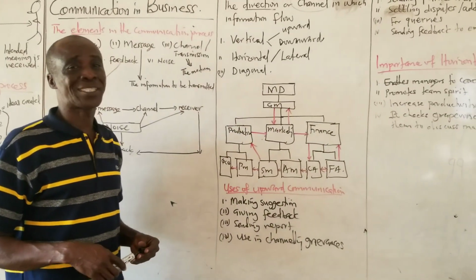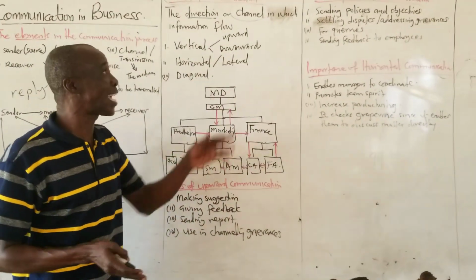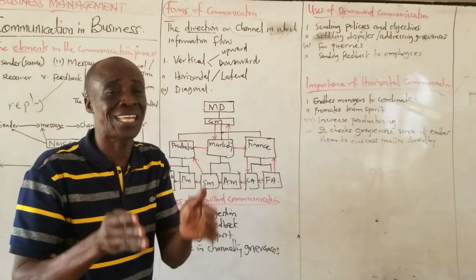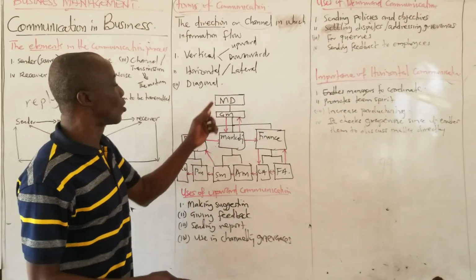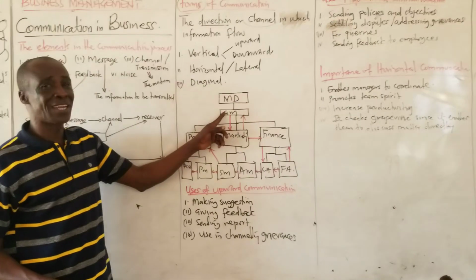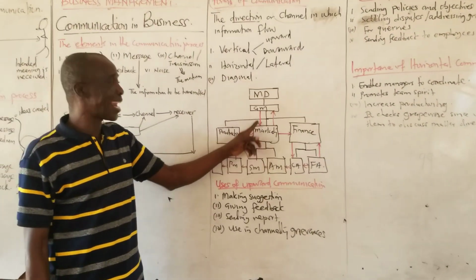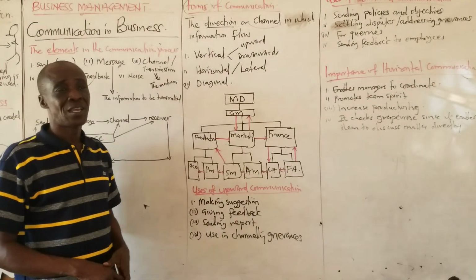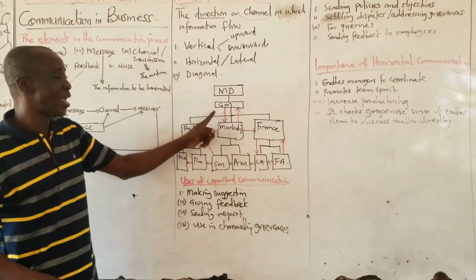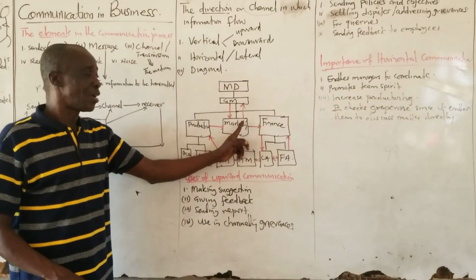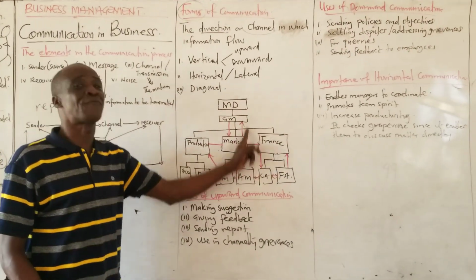Now, what is vertical communication? When you say vertical communication, we said it's the direction, the channel in which the information flows. So look at this one. If the general manager sends information to the marketing manager, that's the direction the information is flowing, and it is moving vertically. And if the marketing manager also sends information to the general manager, it is also moving vertically.